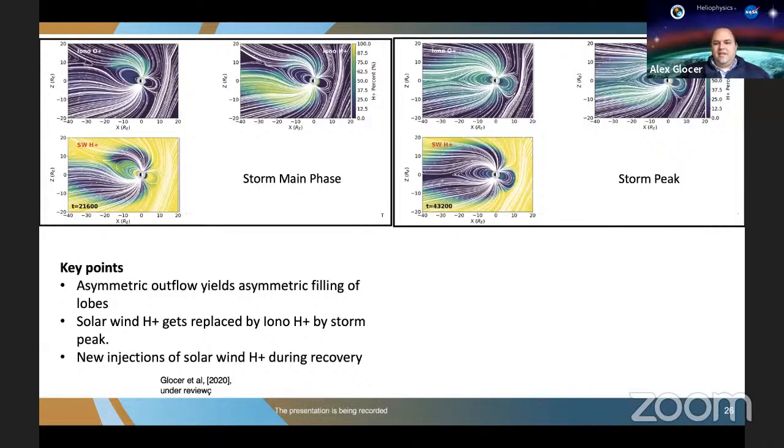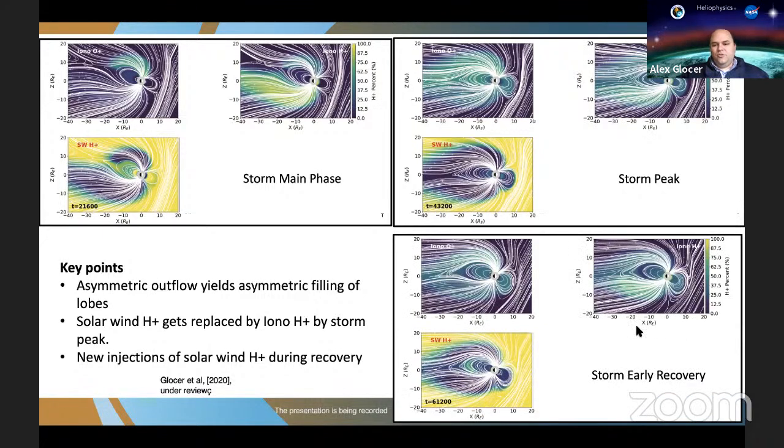But this is a dynamic problem. As we enter the storm early recovery phase, we start getting new injections of solar wind protons into the plasma sheet and eventually into the ring current. So it's a very dynamic situation for this storm. But the ionospheric population definitely contributes a fairly large portion of the plasma.